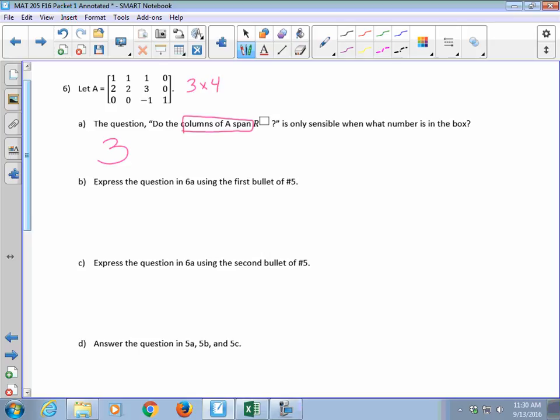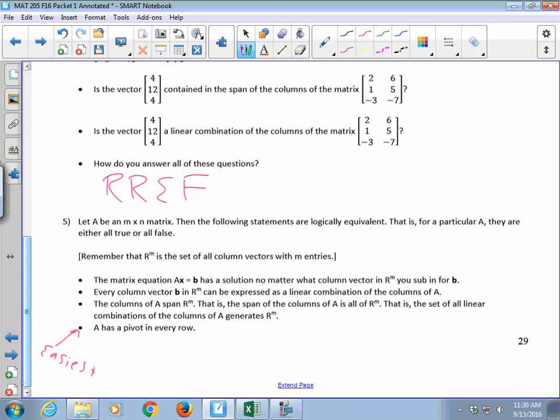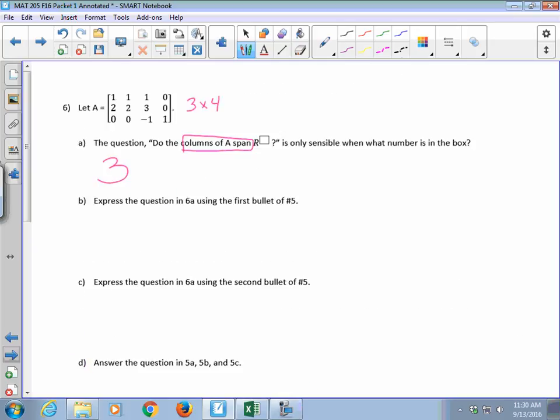So that's what we're going to do here. We're going to answer this question: does it span all of R3? It says, express this question, do the columns of A span R3, using the first bullet from the theorem. The first bullet says the matrix equation AX equals B has a solution no matter what B you pick. So my equation is the matrix with rows 1, 2, 0, 1; 2, 0, 1, 3; negative 1, 0, 0, 1. My unknown weights: there have to be some weights that I put on these 4 columns. How many weights do I have to put in this vector?